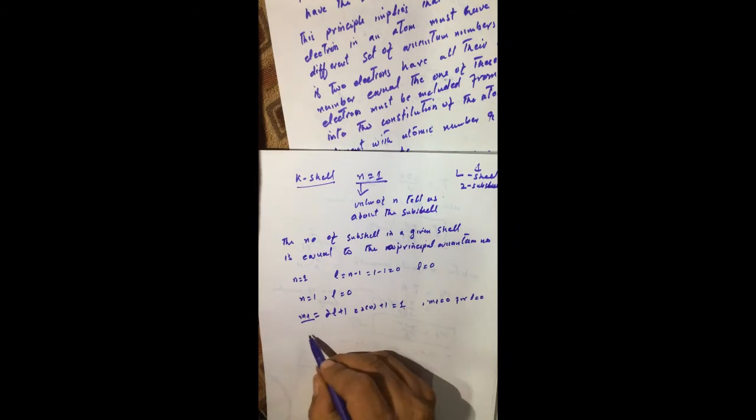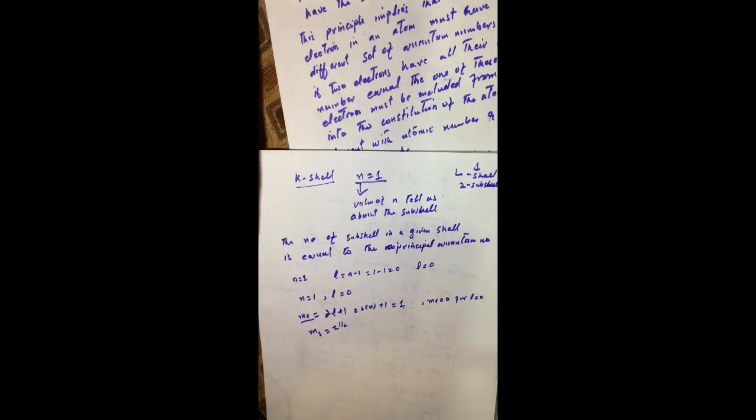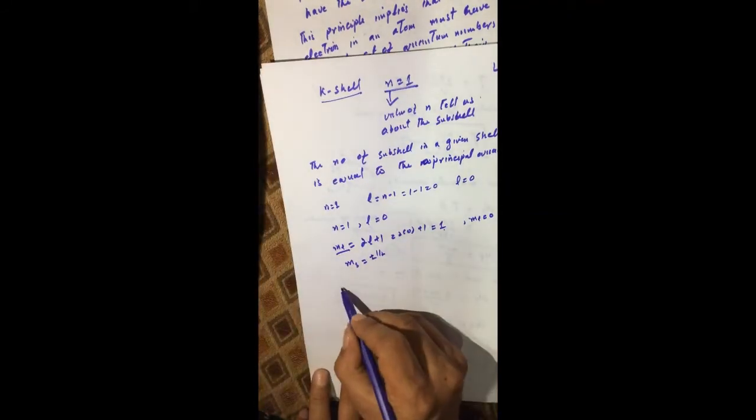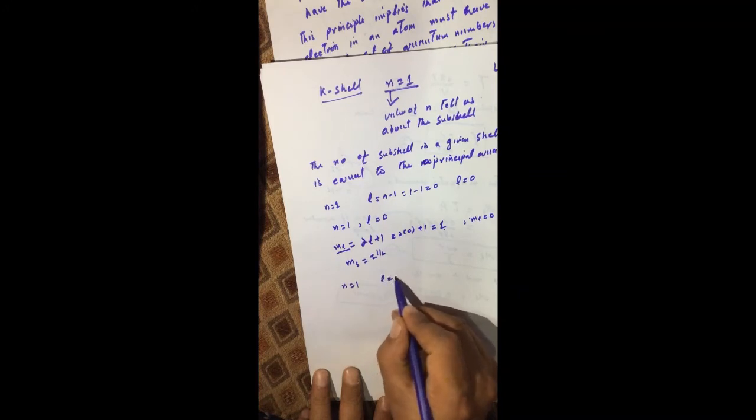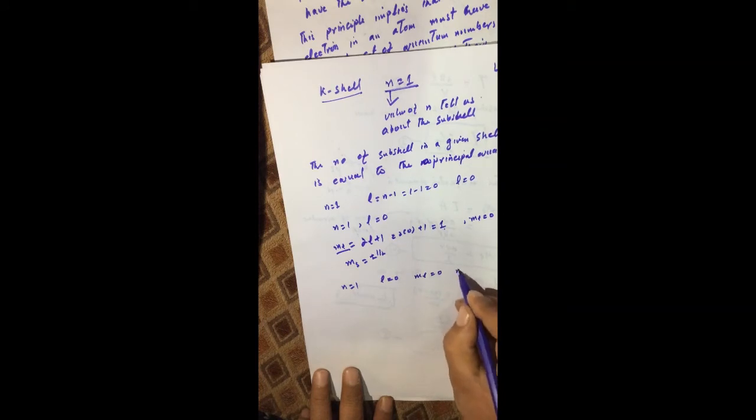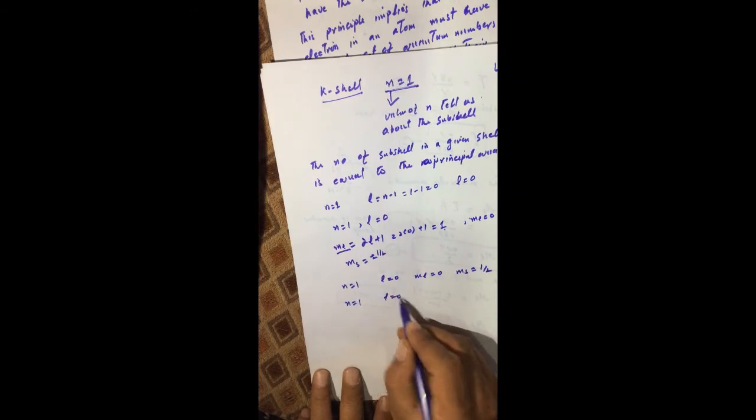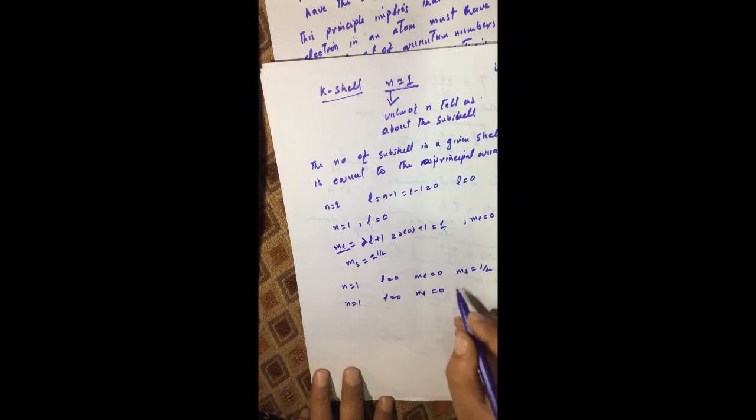And ms, the magnetic spin quantum number, has two values. One is plus 1 over 2 and the other one is minus 1 over 2. So there are two sets of quantum numbers now. For n equal to 1, l equal to 0, ml equal to 0, ms is plus 1 over 2. And for n equal to 1, l equal to 0, ml equal to 0, ms is equal to minus 1 over 2.